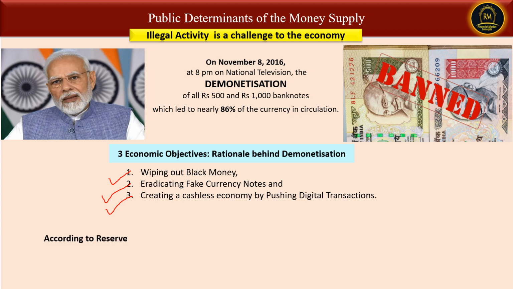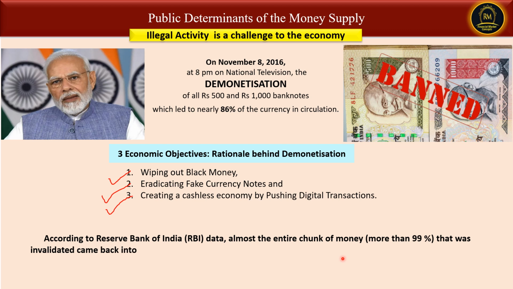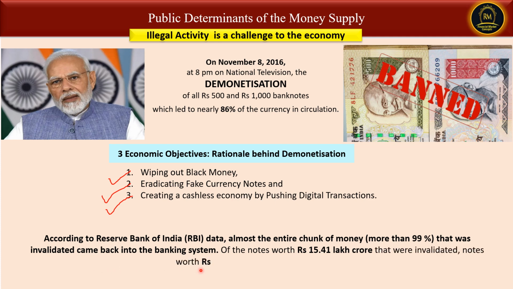However, according to Reserve Bank of India data 2022, almost the entire chunk of money, that is more than 99%, that was invalidated came back into the banking system again. Of notes worth rupees 15.41 lakh crores that were invalidated during the time of demonetization, notes worth rupees 15.31 lakh crores returned back to the economy.